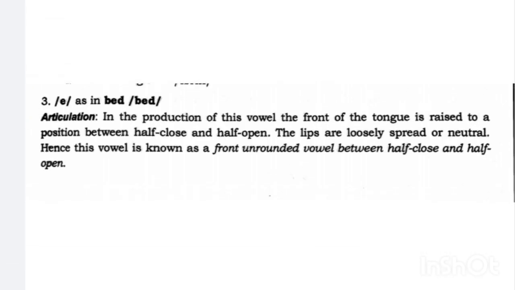The lips are loosely spread or neutral, as in bed. It is spread out, in a neutral position. Neutral means it does not have any extreme; it is just neutral, plain. Hence, this vowel is known as a front vowel, unrounded because the lips are neutral, between half closed and half open position.